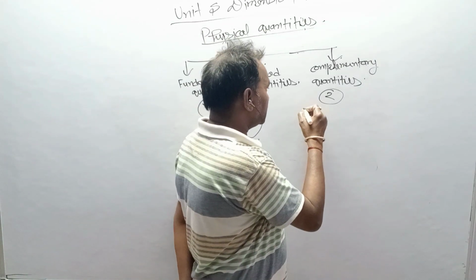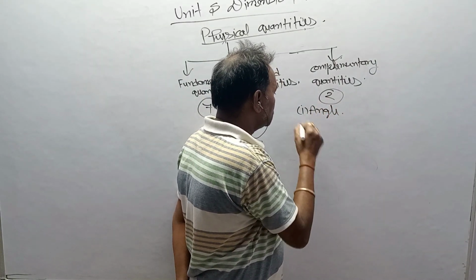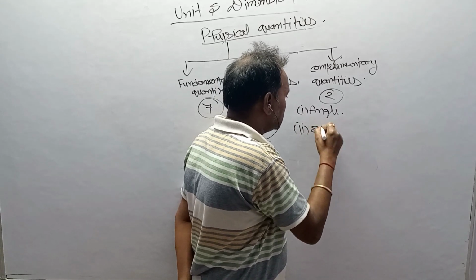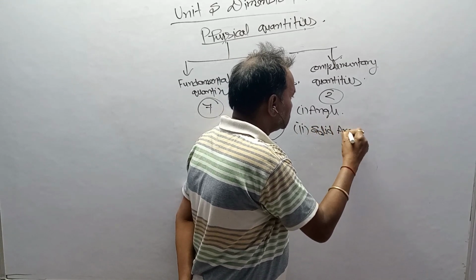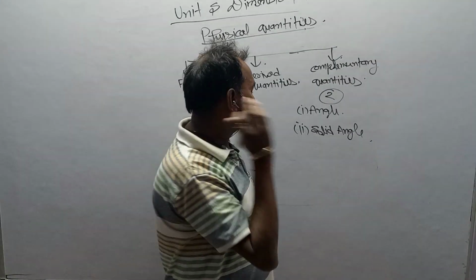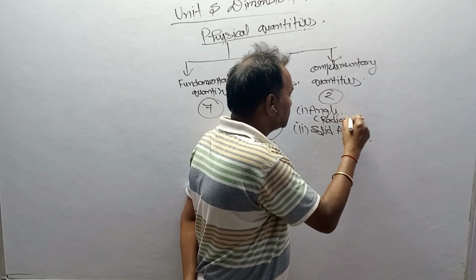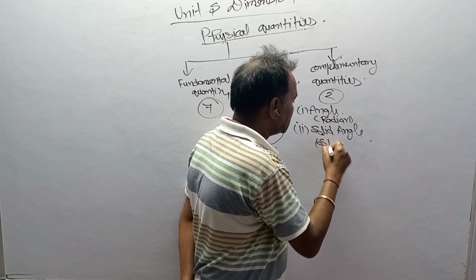Angle and solid angle. First is an angle and second is a solid angle. These two are said to be the derived complementary quantities. The unit of angle is radian and the unit of solid angle is steradian.